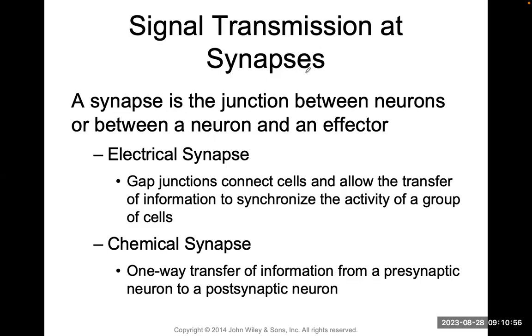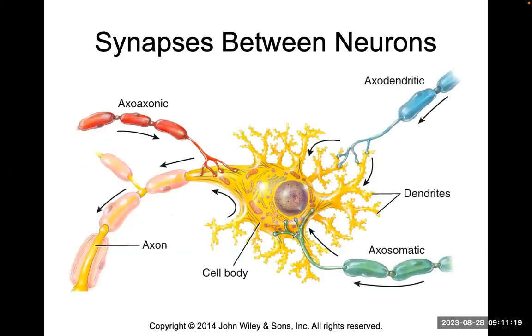In terms of synapses, the signal transmission at synapses, we have electrical synapses and chemical. Electrical synapses are dealing with gap junctions that connect cells and allow that transfer of information to synchronize the activity of the group of cells. That's electrical, whereas chemical is a one-way transfer of information from a presynaptic neuron to a postsynaptic neuron.